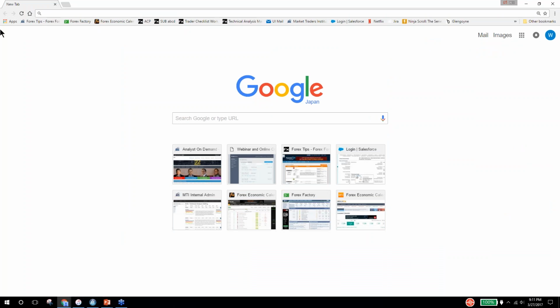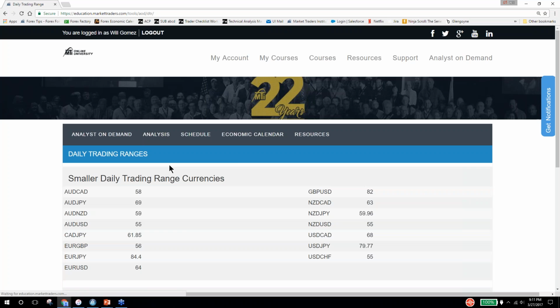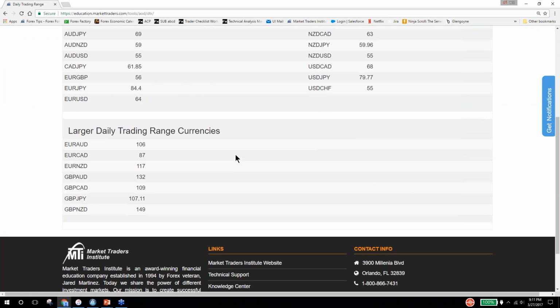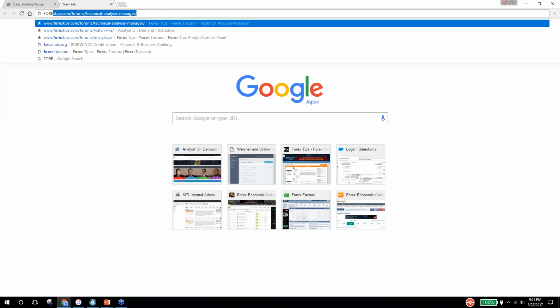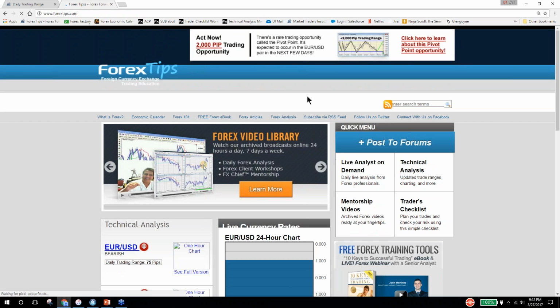So the first thing that you want to consider is the average daily trading range for a currency. Okay, the average daily trading range. So if you take a look at your average daily trading ranges, and if you go to forextips.com as well, if I'm not mistaken, you can also take a look at it there. Unless they've moved it as well, I'm not positive, but I'll take a look for you guys. DTR section.